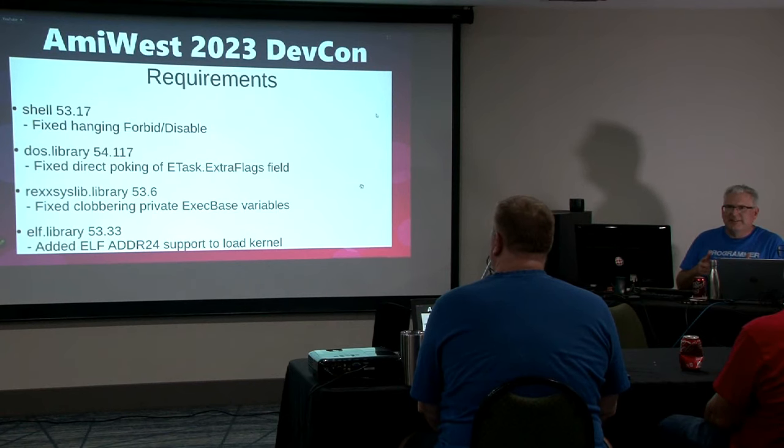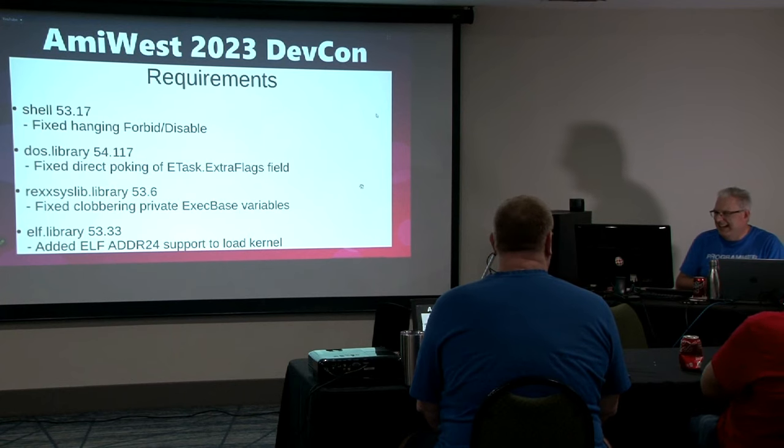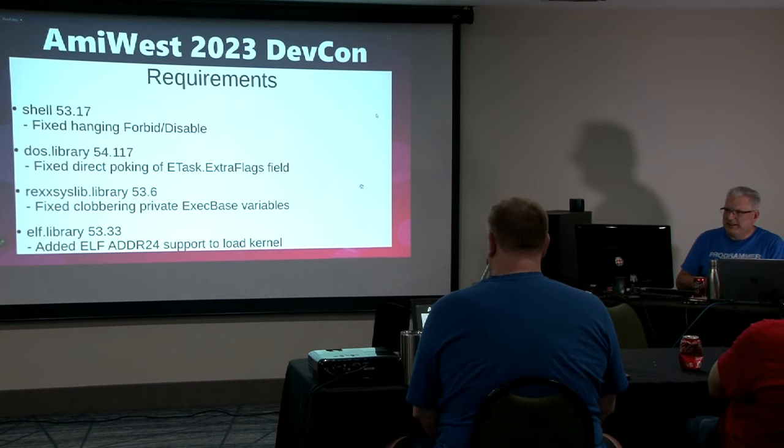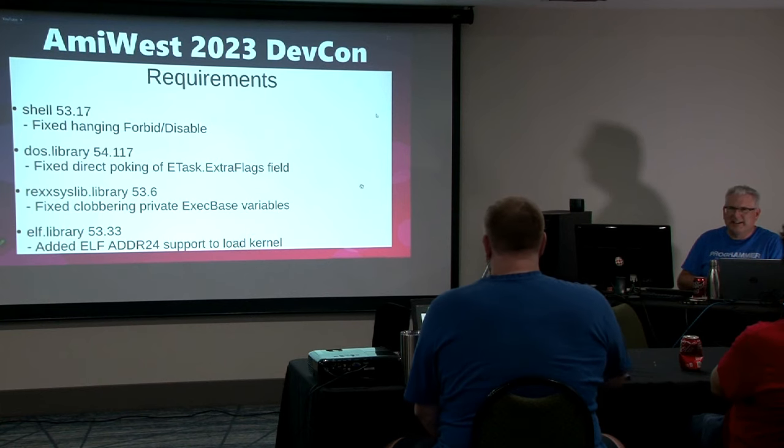So now your kernel's running. Fine, you're happy. No, you're not. The operating system has bugs in it. The shell command had what we call a hanging forbid, or disable, where it calls forbid and it never calls permit, or calls disable and never calls enable, ever. So that, of course, hangs your core. Now, you might go, okay, well, how did this work before? Well, because there's a timeout that would kick it off. There's a workaround in there. Kick it anyway, right? Kick it back, and the system would come back running again.